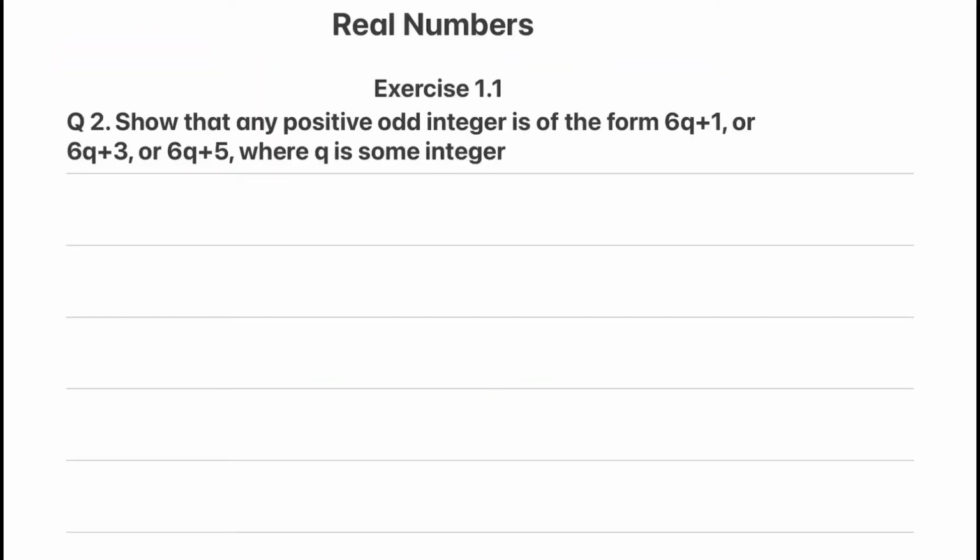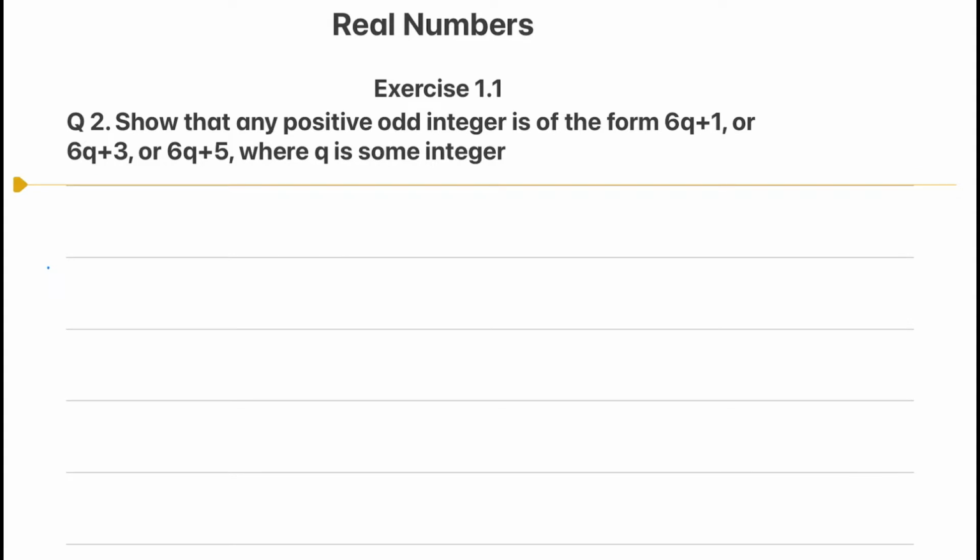Everyone. So we are continuing to solve our exercise 1.1 of real numbers from the NCERT book, and we have done the first and third question in our previous video. So in this video we are going to do the rest: second, fourth and fifth question. So the second question says, show that any positive odd integer is of the form 6q plus 1 or 6q plus 3 or 6q plus 5, where q is some integer.